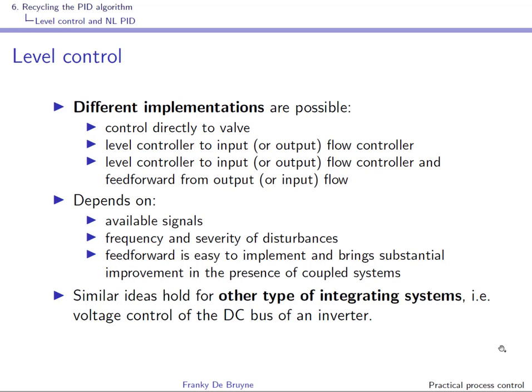So control directly on the valve, a cascade level to flow, and a cascade level to flow plus feed forward, and this will depend on the available signals, the disturbances, and if feed forward is likely to bring an improvement, yes or no. You will see that the ideas that here are applied to level control can be applied also to other types of integrating systems, and we'll see later in this subsection an analogy with the voltage control of the DC bus of an inverter, which is really a power electronics application.